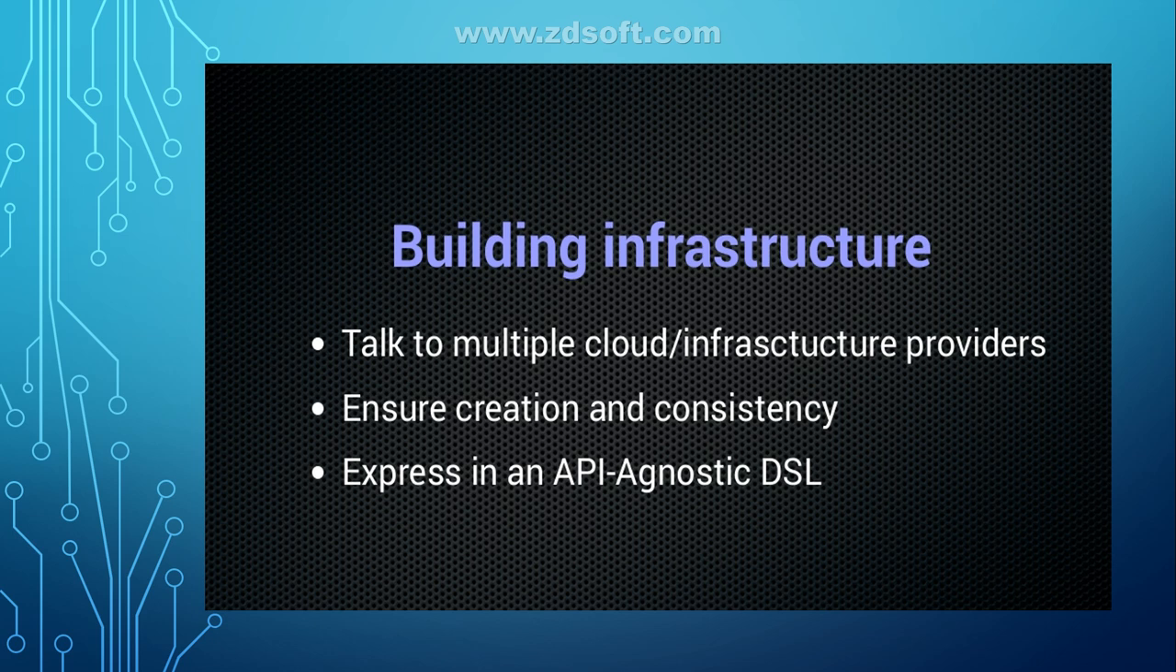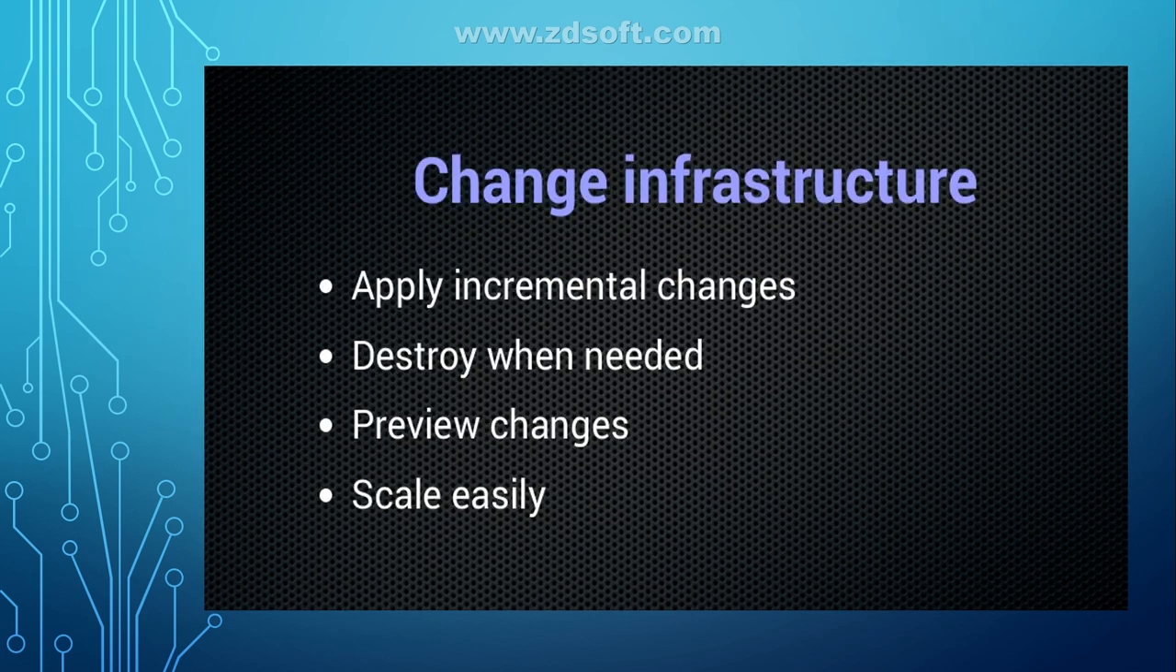And also see here, cloud infrastructure providers. There are many providers available in the market. AWS is one provider, Microsoft Azure is also one provider, Google Cloud Platform is also one provider, and there are a lot of providers available. With the help of those providers we can create our infrastructure on that specific cloud only. And also see here, creation and consistency expressed in the API. There is a DSL, domain specific language, with the help of which we can implement our own script.